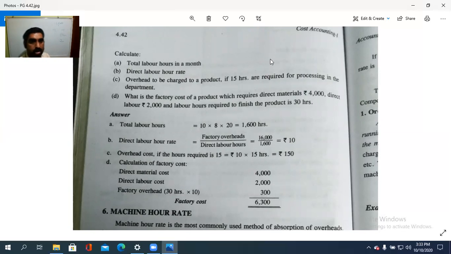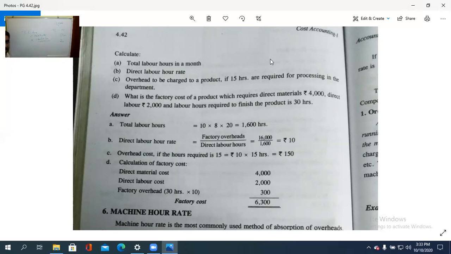So total labor hours. Number of workers is 10, 8 hours and 20 days. So 10 into 8 into 20, 1,600 hours. Totally 1,600 hours are worked there.